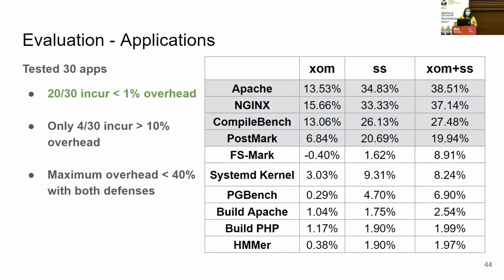Now, we also examined real-world applications, 30 of them. 20 out of 30 incur less than 1% overhead. And on this table on the right, I'm showing only the 10 that incur more than 1%. From them, only 4 incur more than 10% overhead. And the maximum overhead is roughly 40% when both defenses are enabled. It occurs for the Apache and the Nginx servers. These two servers perform frequent system calls, and in every system call, they perform a very brief amount of work, which is where PKK suffers the most, as I explained earlier.